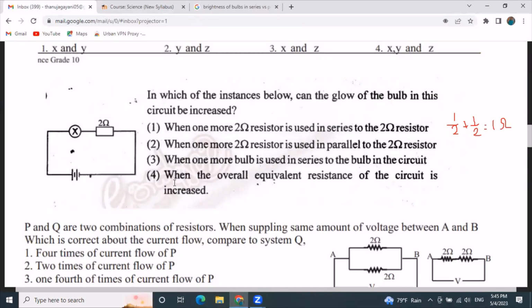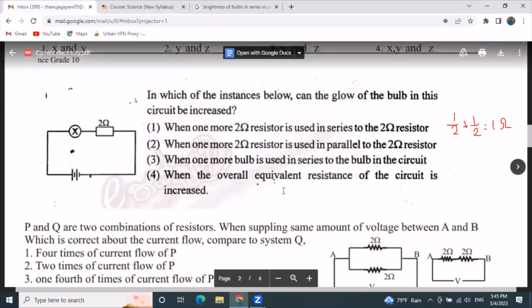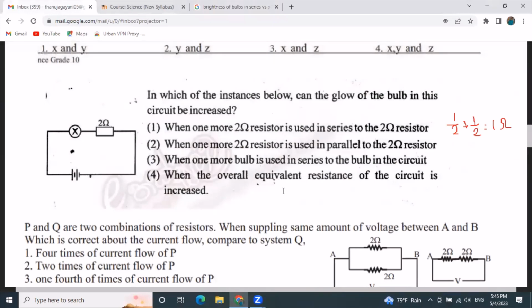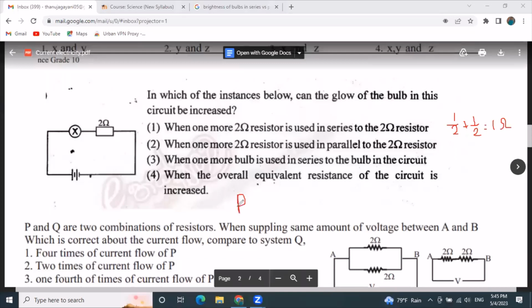Fourth answer, when the overall equivalent resistance of the circuit is increased. Overall equivalent resistance of the circuit is increased means the resistance may increase. We know that when increasing the resistance, the current flowing through the conductor decreases, that means brightness will decrease. Accordingly, the fourth answer is also incorrect, third answer incorrect, second answer incorrect, the first answer is correct.